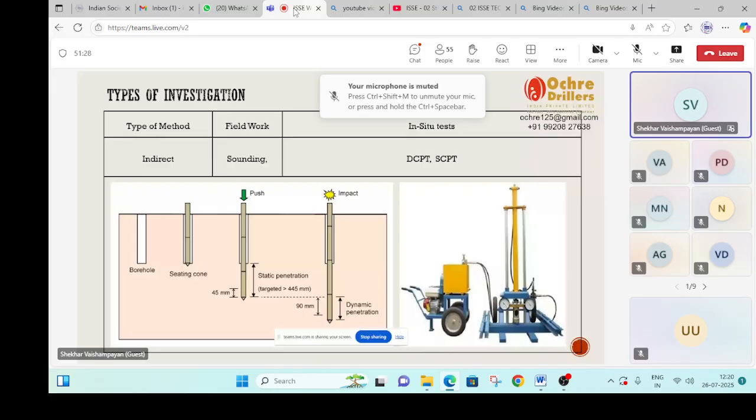Supposing we have a large site and we are constrained to use only a few boreholes, let's say 10 or 20 boreholes. In between boreholes, if I use CPT, this data gives me a very good idea of what kind of correlation I can develop, and continuity of strata or variation in strata can be located by the CPT test.